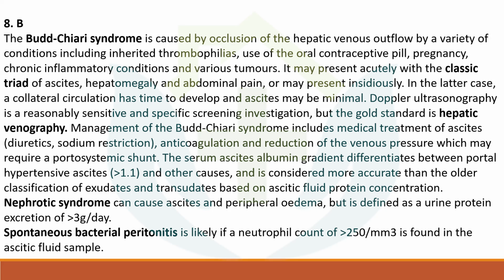Nephrotic syndrome can also cause ascites and peripheral edema, but it is defined as urine protein excretion of more than 3 grams. Okay, this was not there in this. And SBP is unlikely unless a neutrophil count of more than 250 is found in the ascitic fluid sample. So, Budd-Chiari was the correct answer in this.